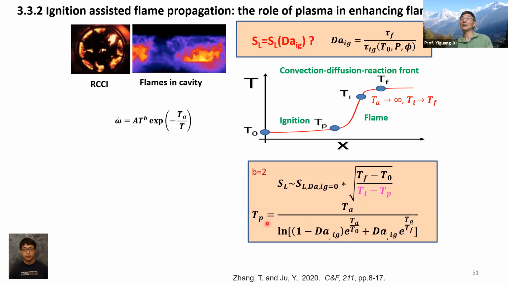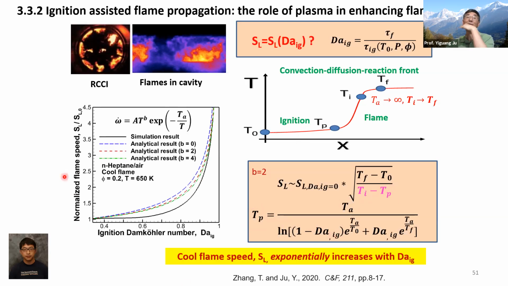The temperature of pre-ignition is governed by your ignition Damköhler number. If you plot the normalized flame speed as a function of Damköhler number, the theory basically gives you that the flame speed increases exponentially with the ignition Damköhler number. Then you might say, Professor Ju said plasma does not enhance the flame itself much, but plasma can accelerate ignition. Well, what if plasma accelerates ignition and makes the ignition time even shorter than the flame time? What happens? It will become an ignition-assisted flame.